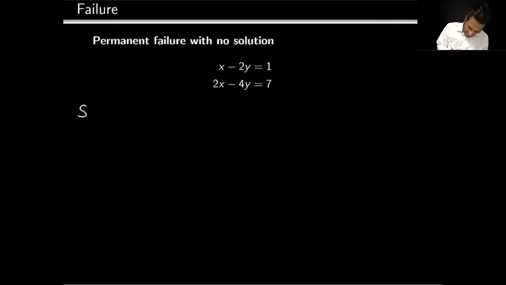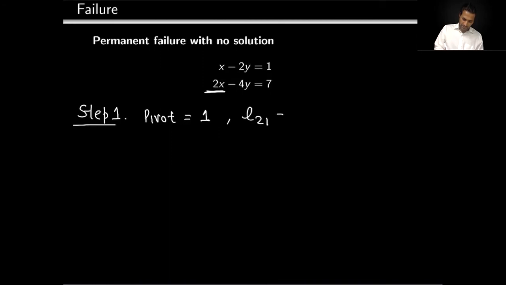In my first step, if I try to solve this system, I will eliminate this 2x. In order to do that, first I need to find the pivot. The pivot is the first non-zero entry in the first row, which is 1. And what is the multiplier? l21 is basically 2 divided by 1, so in this case the multiplier is also 2. So my row operation on R2 will be R2 minus l21 times R1.